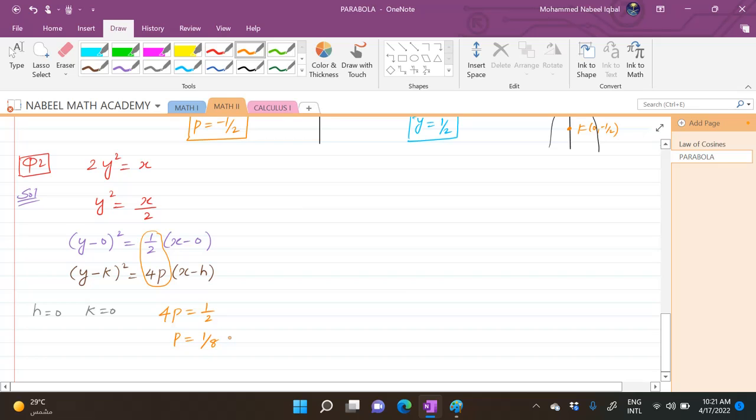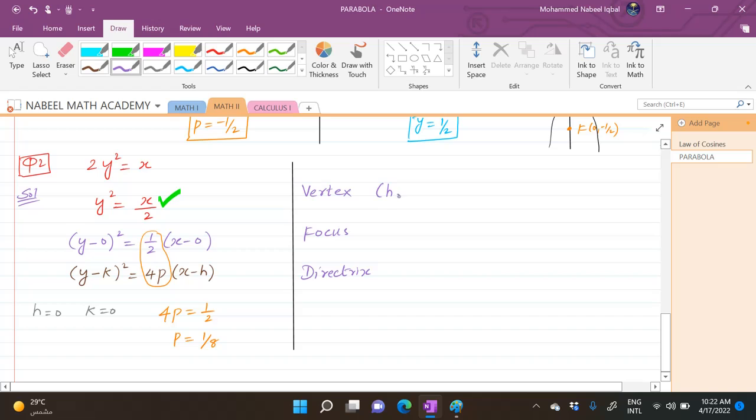Before drawing the graph itself, we can say by seeing the equation, in which direction does this parabola open? It is the positive part of the x-axis. Since it is x, the axis of symmetry is the x-axis, and it is the positive part, therefore it opens rightward. Let us see. So these are the three things. Now I have to write the formulas. What are the formulas here? The vertex, focus, and directrix.